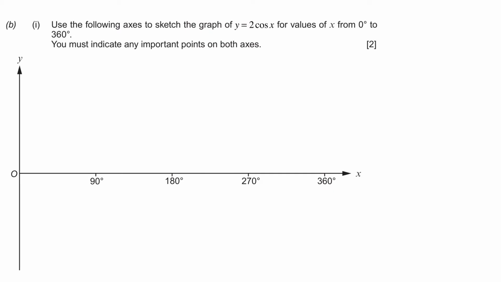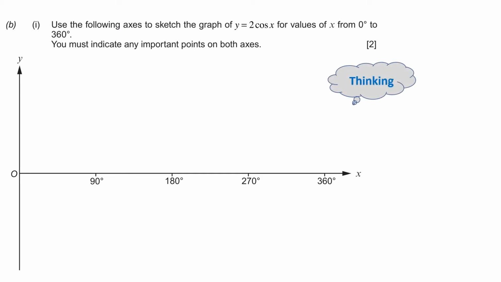Okay, so here we go. Here's the question. Use the following axes to sketch the graph of y equals 2 cos x for the values of x from 0 degrees to 360. You must indicate any important points on both axes.